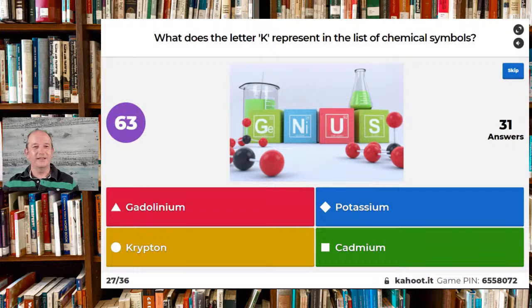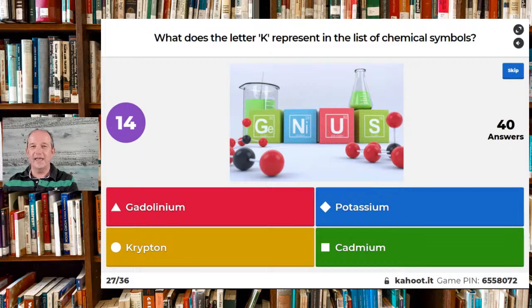I think of Ant and Dec's Saturday Night Takeaway. I'm not sure. Yeah, John Cleese has definitely played Q in some of the Pierce Brosnan films. Gadolinium, potassium, krypton, and cadmium. Which one is K in the list of chemical symbols? Anyone know? Sixteen seconds left. If you're not sure, have a guess.